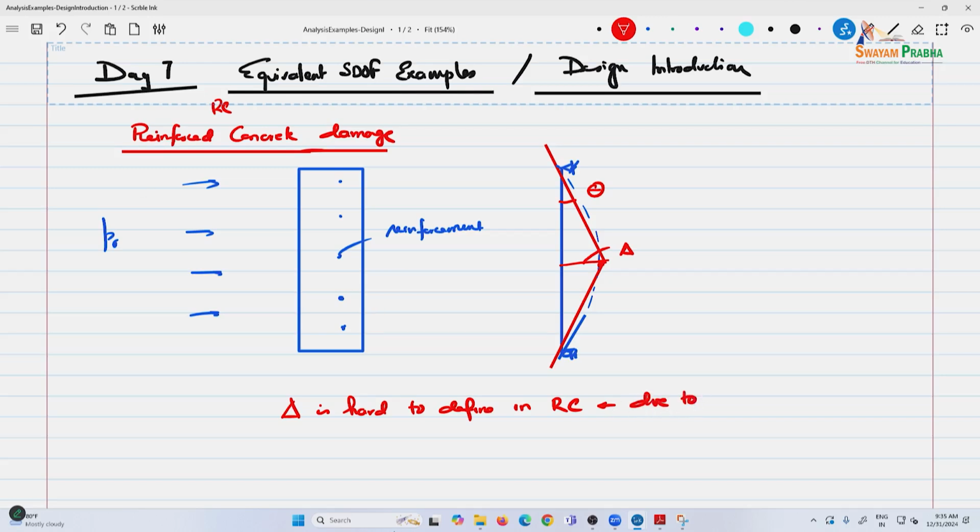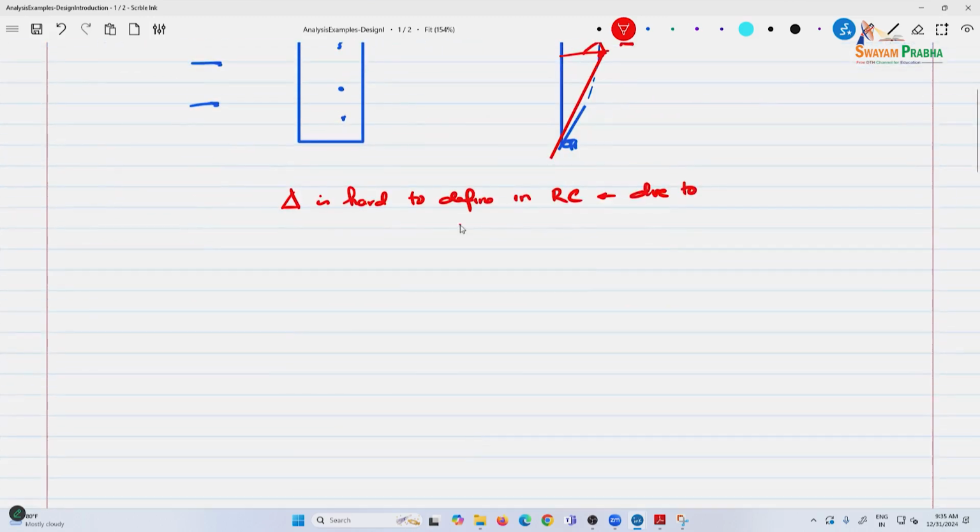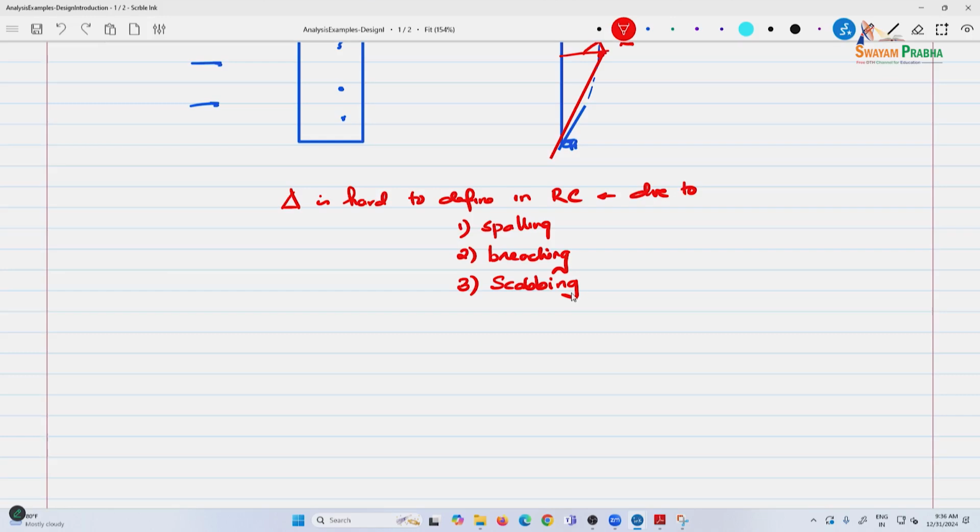This is because of three different concepts. One is what is known as spalling. The second is breaching. And the third word you would hear is scabbing. To me, when I started looking at this, they all sounded the same, and I had no idea what the distinction is. They all seemed to describe what a reinforced concrete element experiences with its breakup.